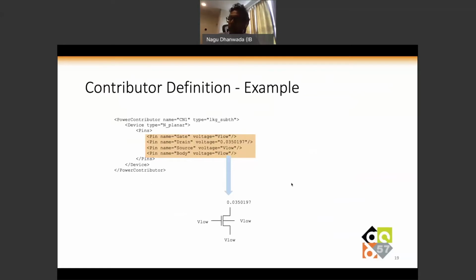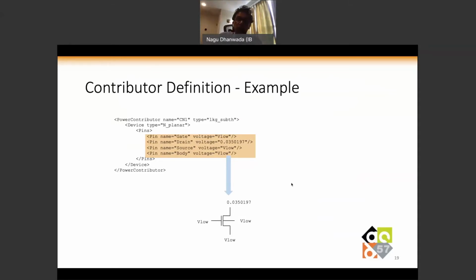Now, on the next slide, we show a simple example of a contributor defined in XML. Here you see there's a name to the contributor, there's a type associated with the contributor, and you can think of the static power contributor to be a single 4-terminal equivalent transistor from which leaking currents are calculated according to the leakage current equations that are appropriate for a target technology.